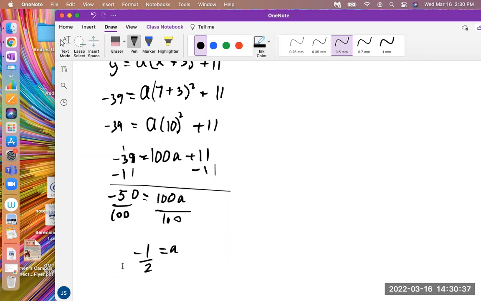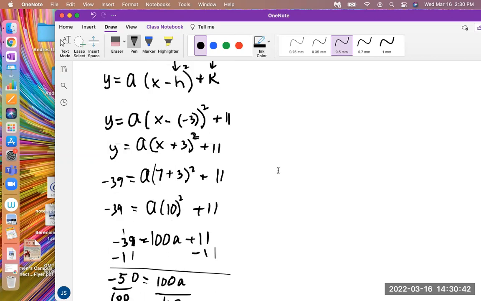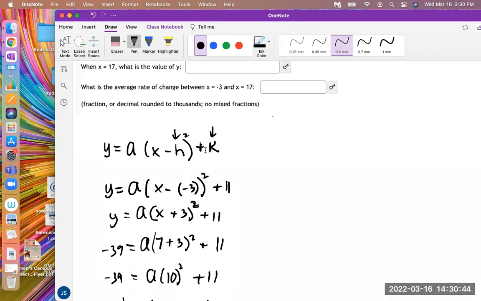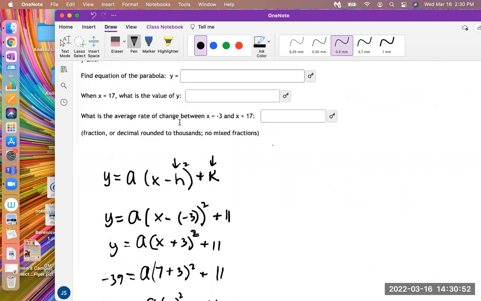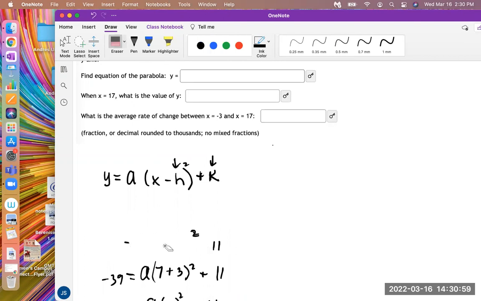Negative 1/2 is a. So now I can rewrite the equation how it should be, because I knew what the h and k were already, but then I plugged in the x and y just so I could figure out the a. Now I can go back to this general formula, and let me erase everything else. And I can plug in now the a that I know has to be true, and that point truly lies on the line. It has to be a balanced equation. Then the a has to be negative 1/2.